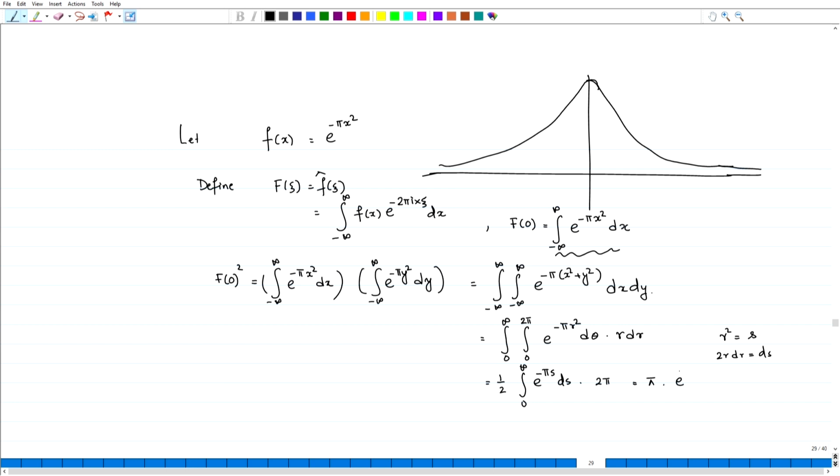We know that this is e to the power minus pi s divided by minus pi, from 0 to infinity. Now, at infinity this is going to be 0, and at 0, so this is minus minus plus. So, this is going to be 1. So, f hat at 0 is equal to 1.